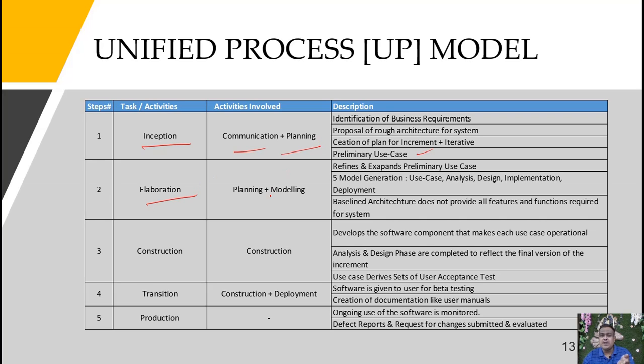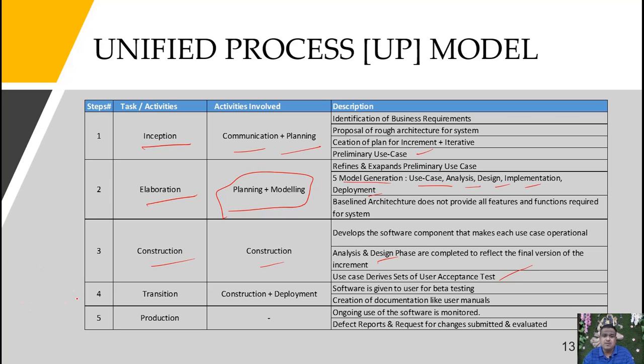Elaboration phase: the activities planning and modeling are the two things. Model generation: use cases, analysis, design, implementation and deployment. The baseline architecture does not provide all features and functions required for the system. Construction next, and this is the description: develop the software components that make each use case operational. Analysis and design are completed to reflect the final version of the increment. Use cases drive a set of user acceptance tests.